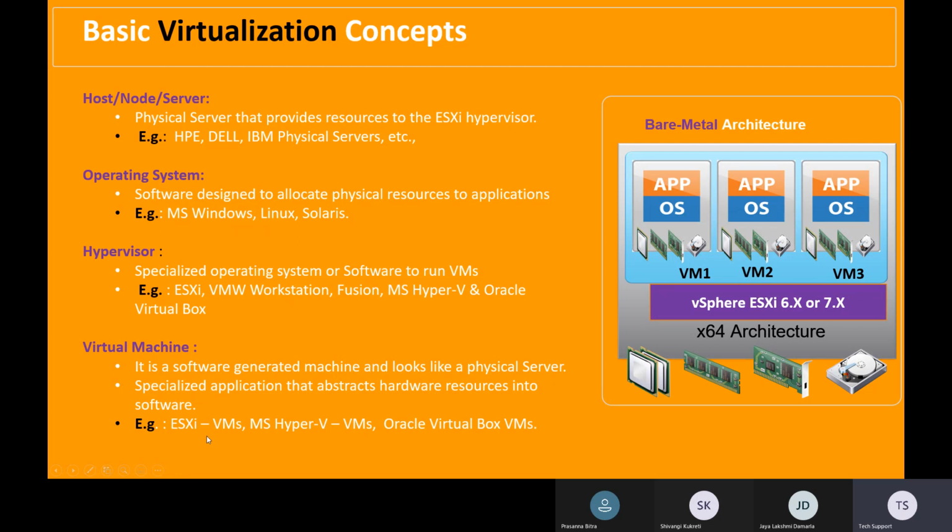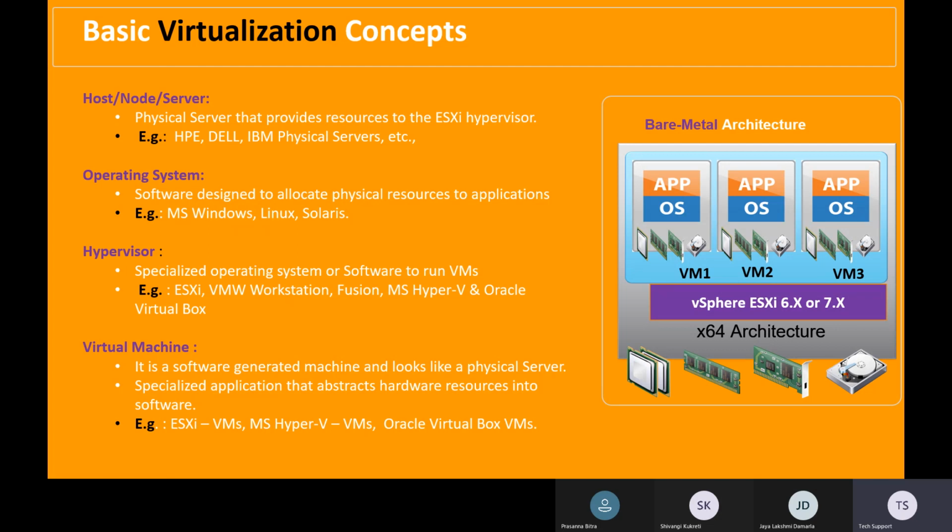Whatever hardware resources we have, CPU, memory, disk, and NIC, in our virtual machine everything is software: vCPU, and memory becomes vmemory, disk becomes virtual disk, network card becomes virtual NIC. Whatever physical input output devices you have, even in the virtual machine we have a virtual CD-ROM, virtual SCSI controller, virtual USB, everything is virtualized. The examples I mentioned here are ESXi virtual machines, Microsoft virtual machines, and Oracle Box virtual machines.